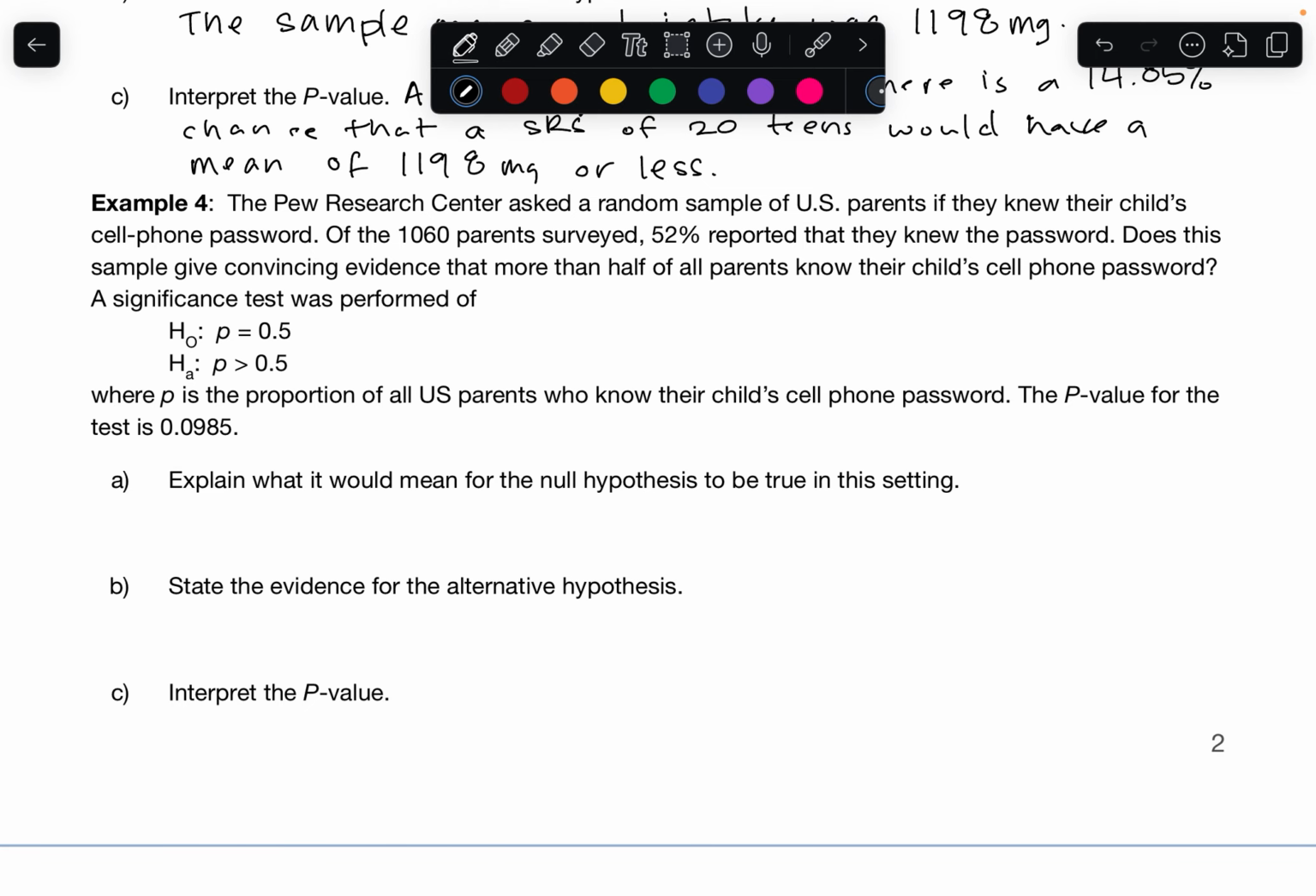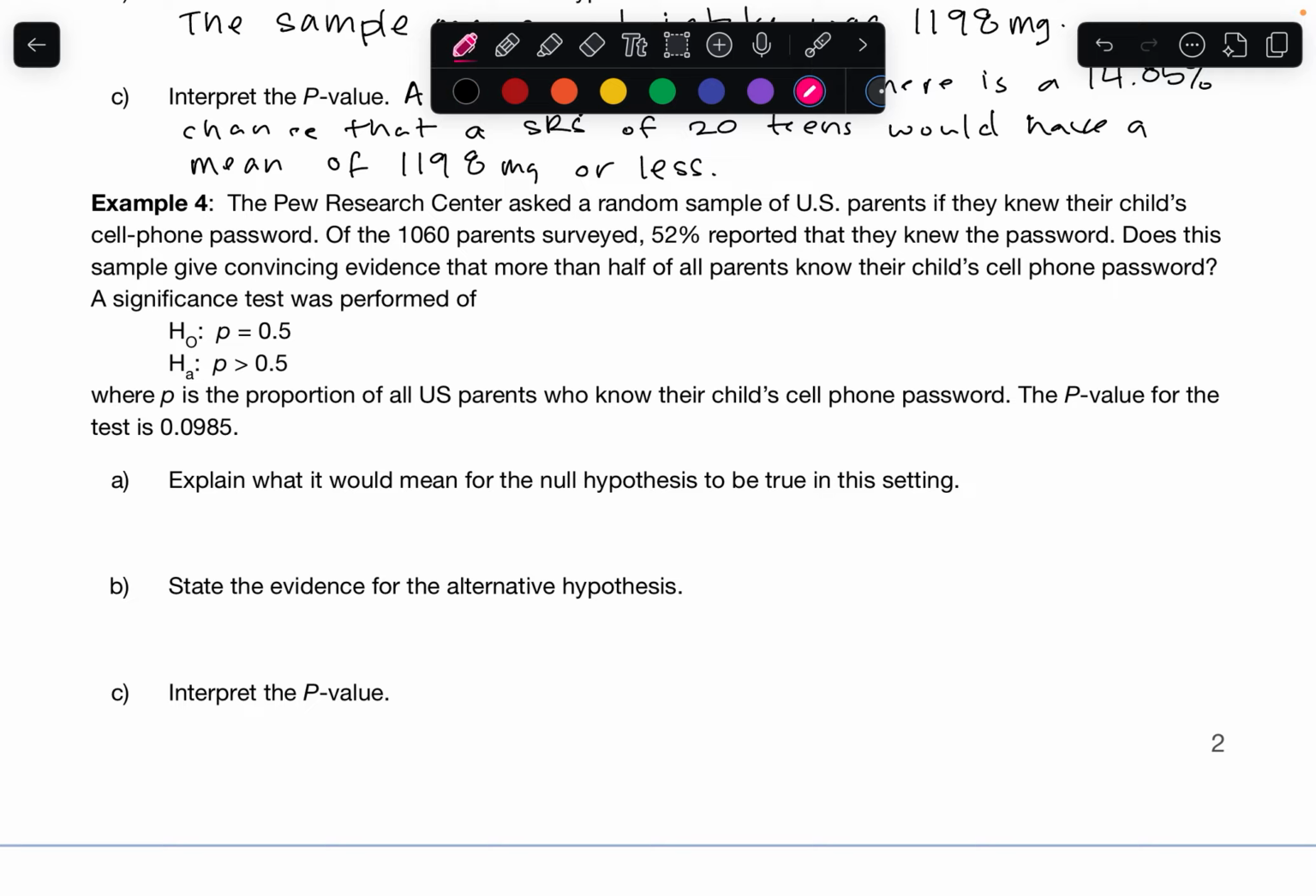So example 4 says the Pew Research Center asked a random sample of US parents if they knew their child's cell phone password. Of the 1,060 parents surveyed, 52% reported they knew the password. Does this sample give convincing evidence that more than half of all parents know their child's cell phone's password? A significance test was performed of p equals 0.5 versus p is greater than 0.5, where p is the proportion of all US parents who know their child's cell phone password. The p-value for the test is 0.0985.